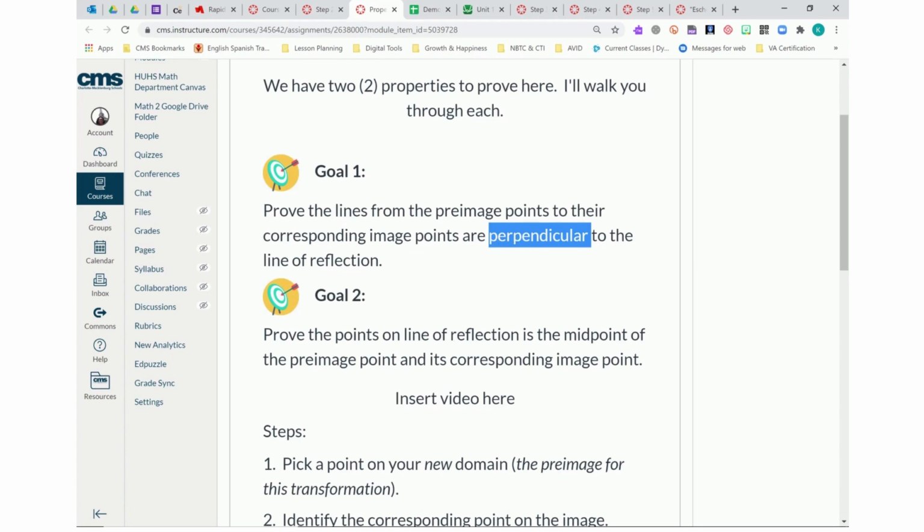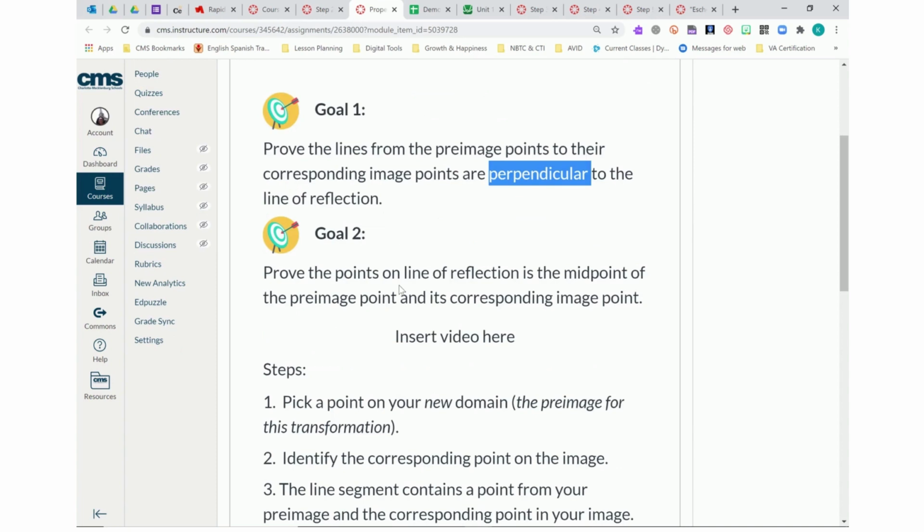Goal 2, we're going to prove the point on the line of reflection is the midpoint of the pre-image point and its corresponding image point. So there's going to be a line segment from the pre-image to the image point. And we're going to prove that the midpoint of that line segment is on the line of reflection. So we're going to prove that the line of reflection is in the middle. The video that we're creating is going to go right here.